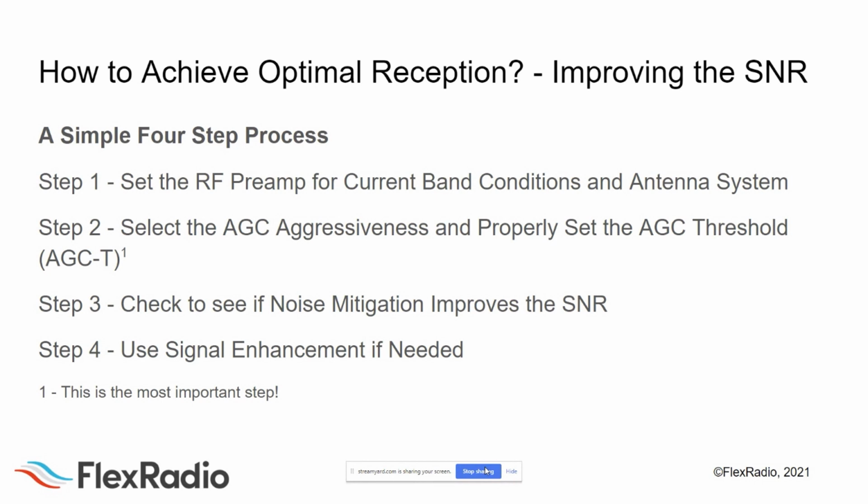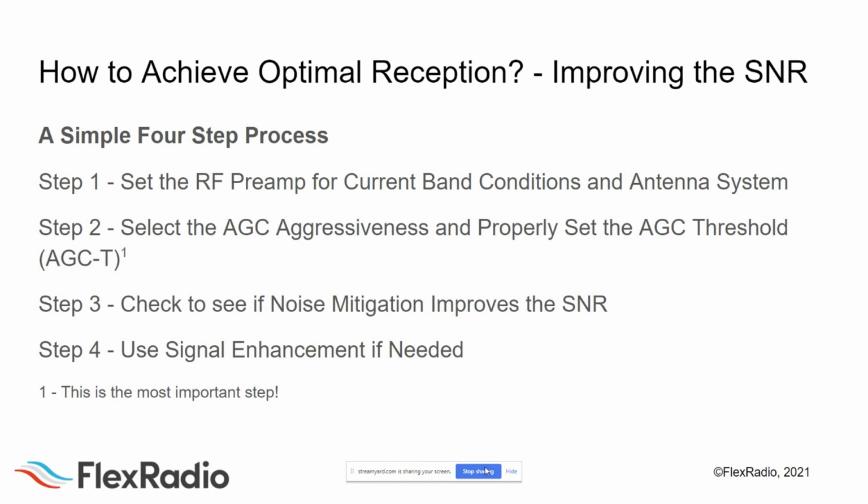So step one in the radio is that we want to make sure that the receiver hardware is optimized for signal-to-noise ratio first. We do that by setting the RF preamp for the current band conditions and antenna system. You may have high-gain antennas or low-gain antennas, which will require different RF preamp settings. And also the bands: if you're up on 10 meters or 6 meters where band noise is fairly low, versus down at 80 or 160 meters where band noise can be incredibly high, you're going to have two sets of very different preamp settings for those band conditions.